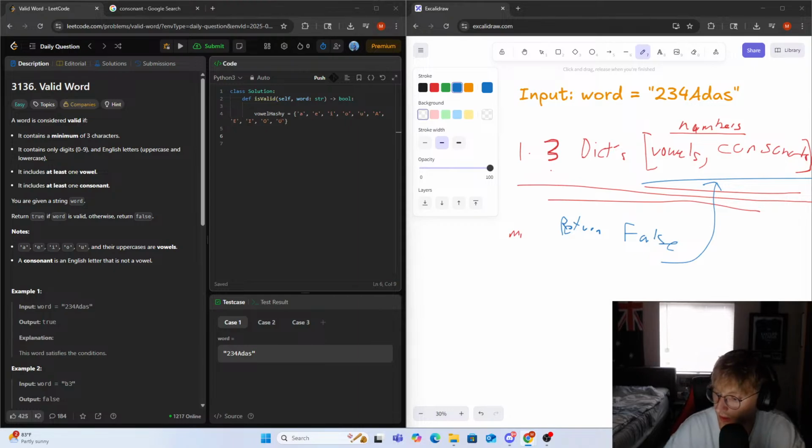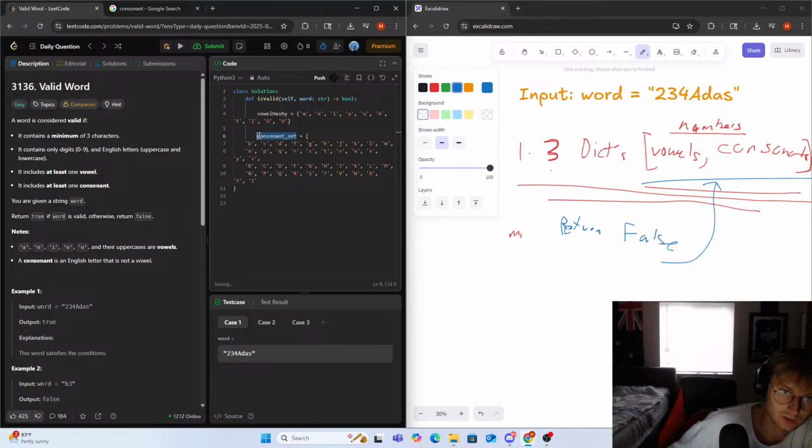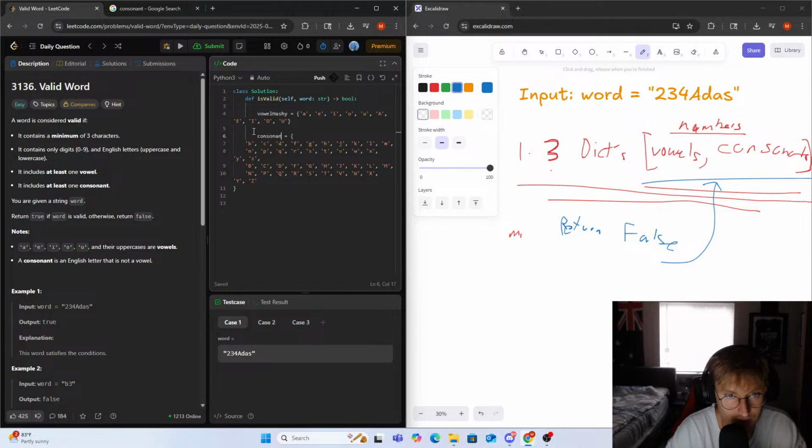Right, we can also have a consonant hashy. Upper and lowercase. Then we can have a consonant one, right? What is going on here, man? Oh my gosh, I'm just gonna leave it. We can have our consonant hashy. Right? And then we can also have our number hashy.